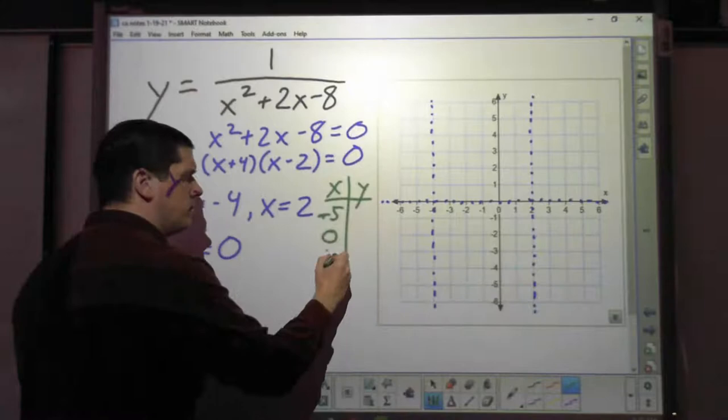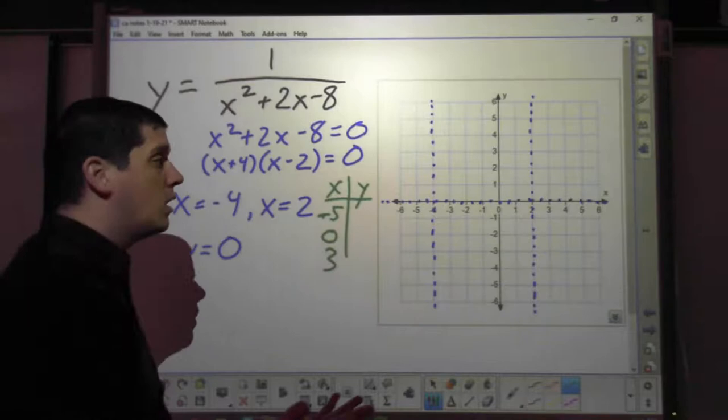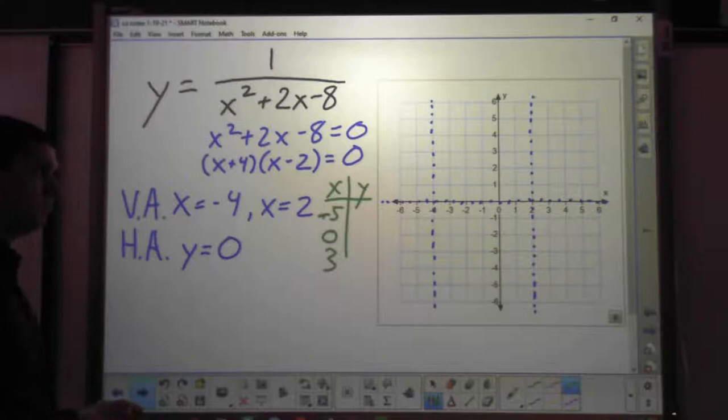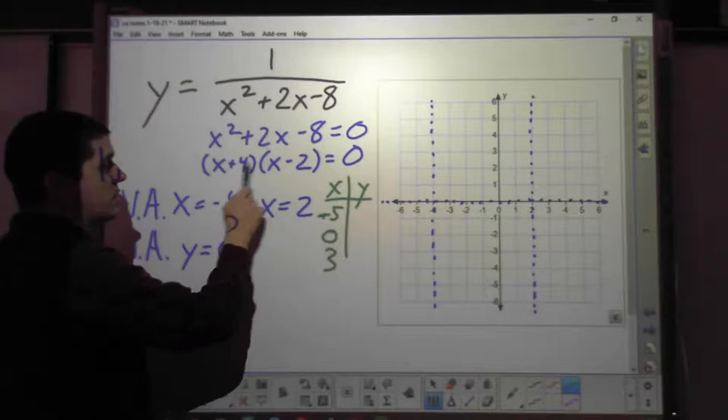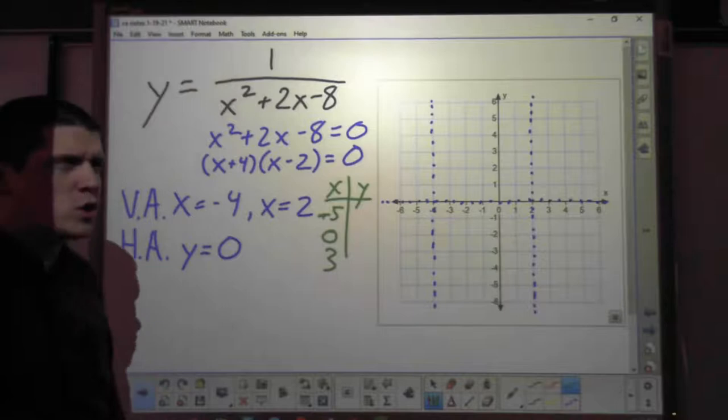Again, I just picked some points at random. If you were like, oh, but I think this point's better, Mr. Keith, cool. Now, you have an option. You can either plug it into this guy or you can plug it into this factored form here. Since these are exactly the same, it doesn't really matter which one you plug it into.